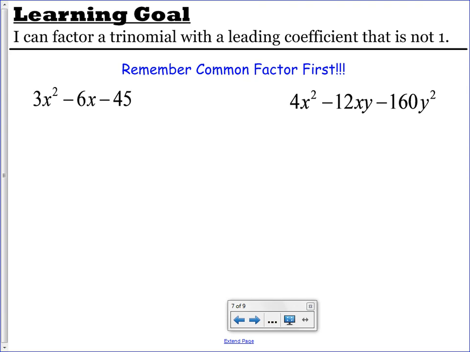Again, your first step should always be, can I common factor? So, what can I common factor? Okay, I have 3x squared minus 6x minus 45. Can I common factor anything out of this? Jenny? Okay, if I common factor a 3 out, what am I left with?